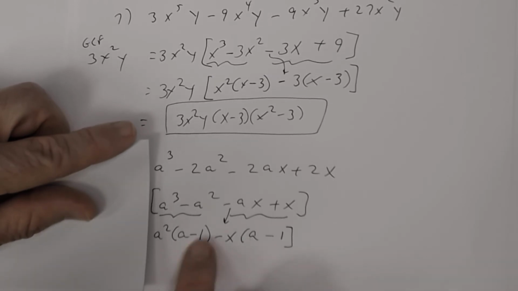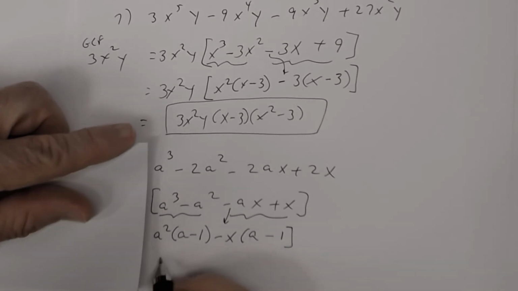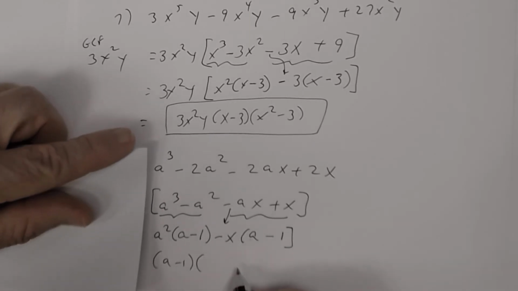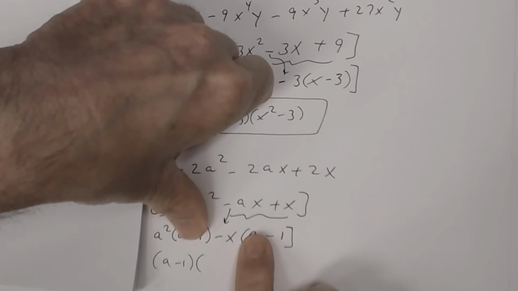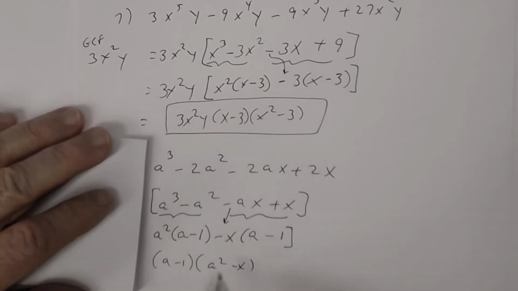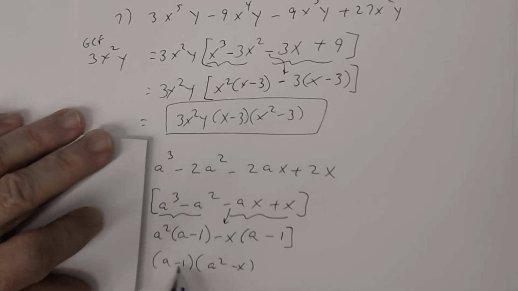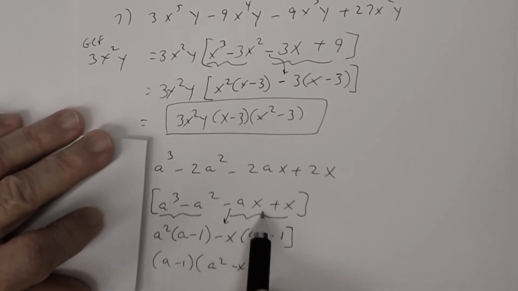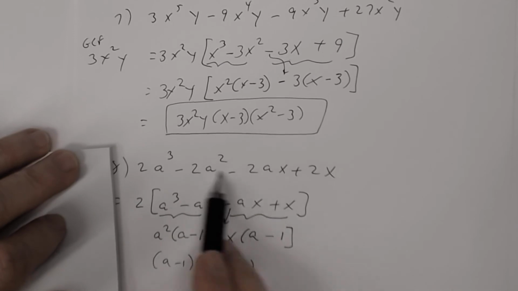And notice those two are the same. See the factors a minus 1? So you can factor out an a minus 1. And then when you factor out a minus 1, you get a minus 1 times a squared minus x. But don't forget the GCF. Remember, that's not the answer because all you've done here was factor this. But remember, you got to factor the original.